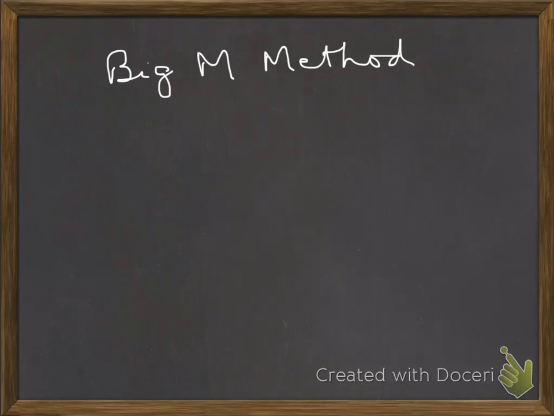In this video, we will learn about the Big M method. This method is very useful in getting the initial basic feasible solution table for such linear programs where it is not easy to get a basic variable from the constraints.